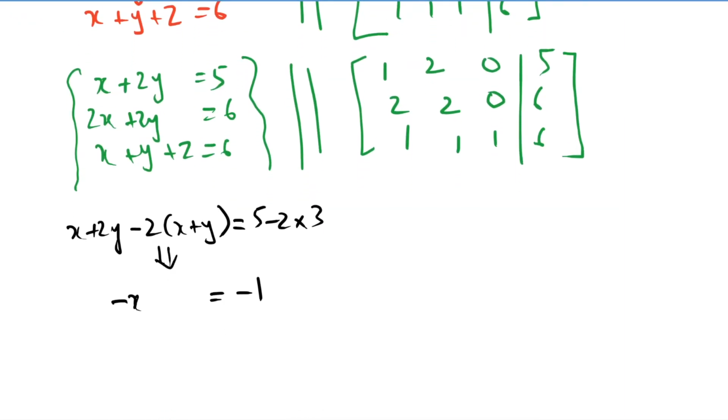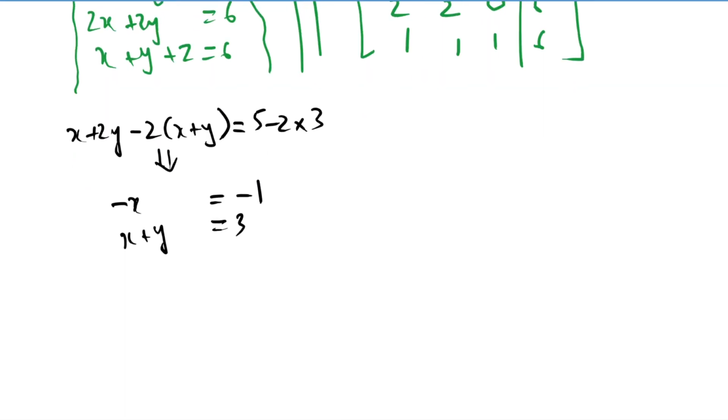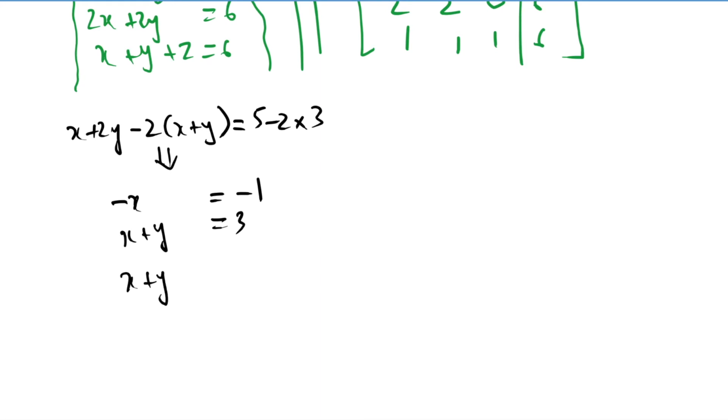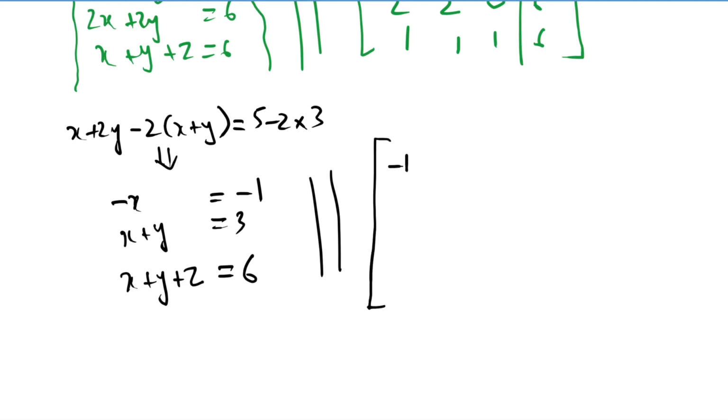So the second equation will be x plus y is equal to 3, and x plus y plus z is equal to 6, and the corresponding augmented matrix will be -1, 0, 0, 1; 1, 1, 0, 3; and 1, 1, 1, and 6.